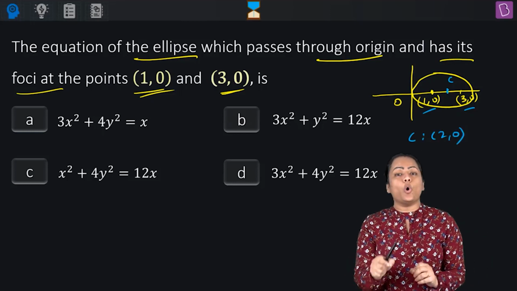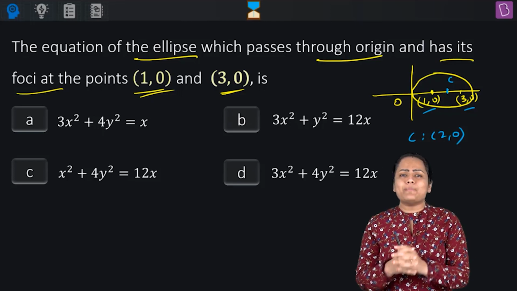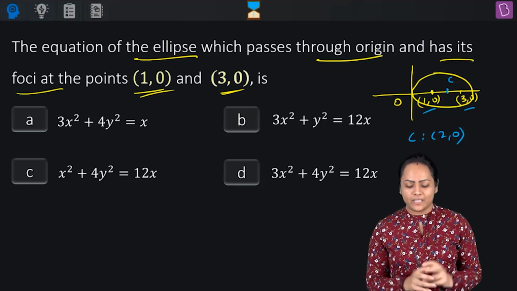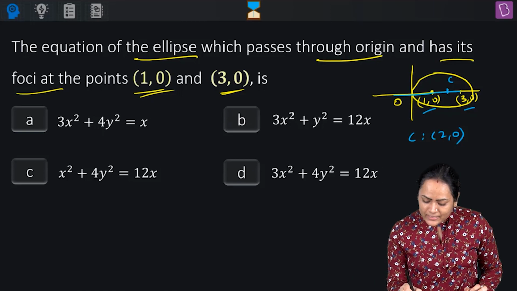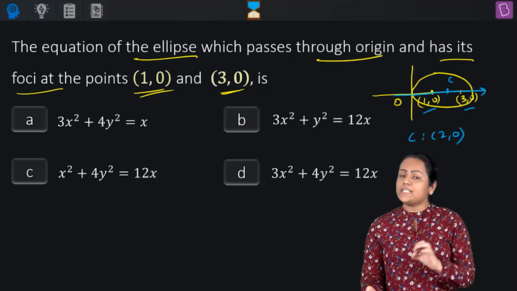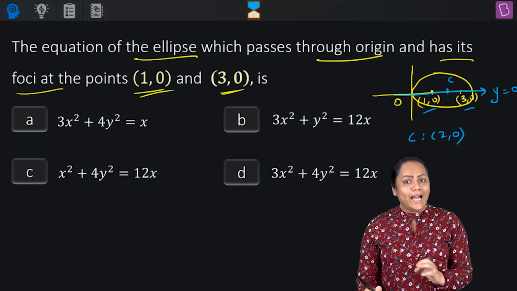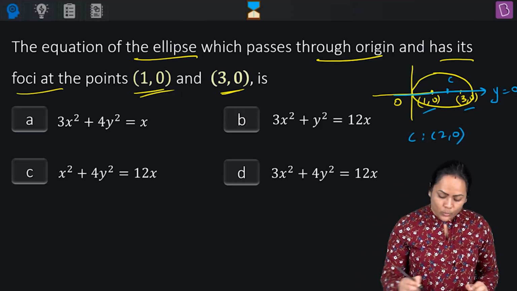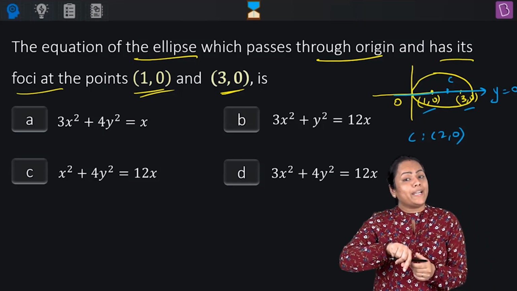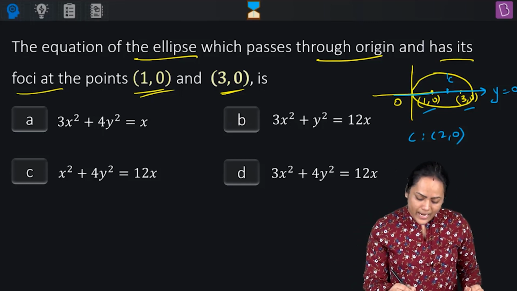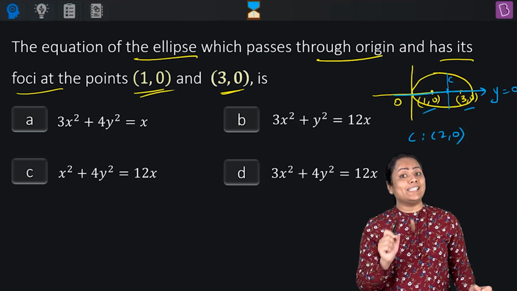That means I already know the major axis and minor axis equations, isn't it? My major axis is nothing but the x-axis. What is the equation of the x-axis? Well, it is y is equal to 0. And the minor axis equation will be a line which is perpendicular to the major axis, right? And is passing through the center.